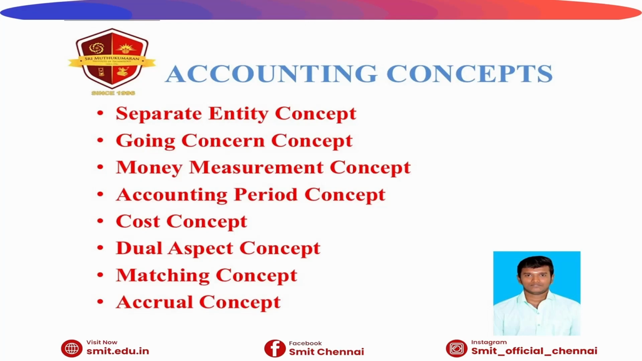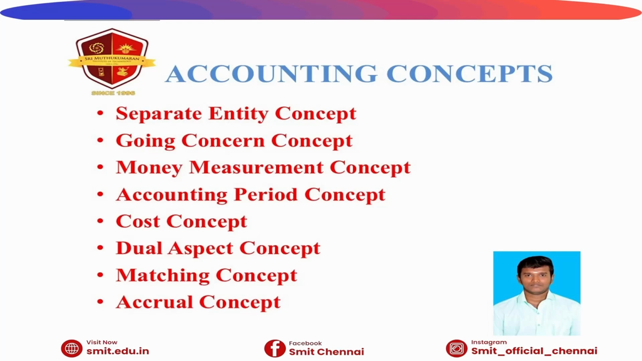To maintain consistency and fairness, accounting follows certain core concepts. The first one is separate entity concept. The business is separate from its owners. And second is going concern concept. We assume the business will continue for a long time. Third, money measurement concept. Only transactions measurable in money are recorded. And accounting period concept, we divide business life into periods like a financial year. Financial year means April to March. That's the accounting financial year.